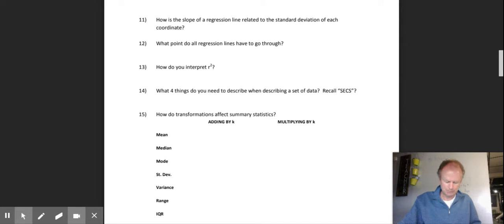Question 14. Four things that we always talk about when we want to describe a set of data. So SECS: we want to make sure we talk about spread, extreme values, the center of the distribution, and the shape. So when we talk about shape, remember we're talking about things like unimodal, roughly symmetric, skewed right, skewed left, and we want to use qualifiers. Very rarely is something perfectly symmetric, so we could say things like roughly, approximately, things like that.